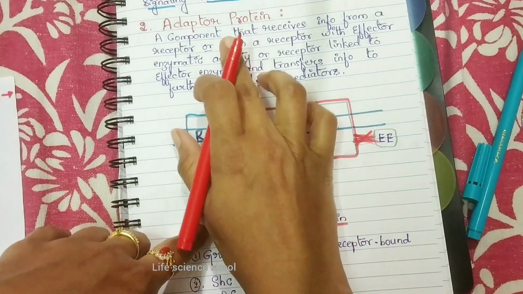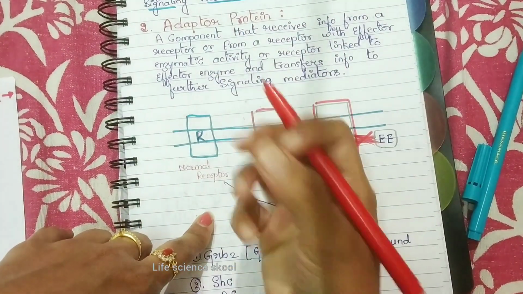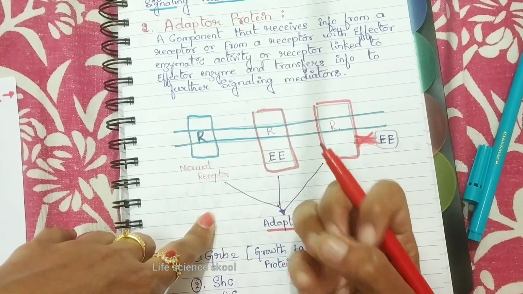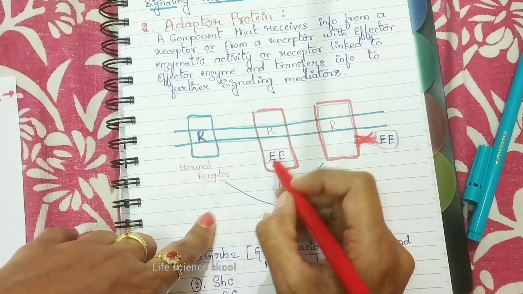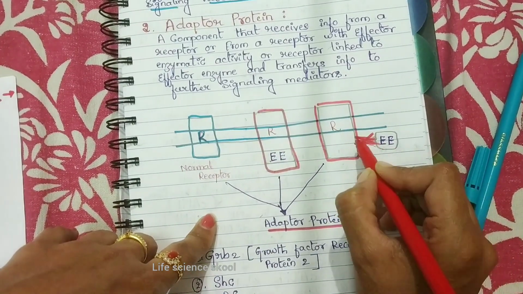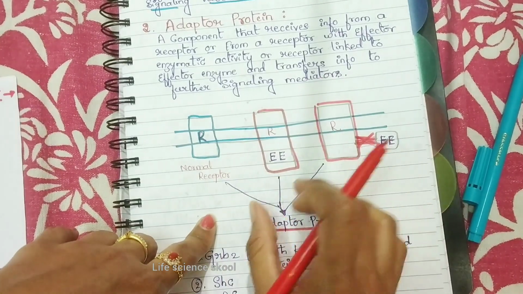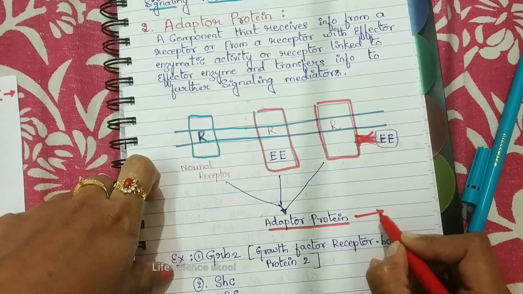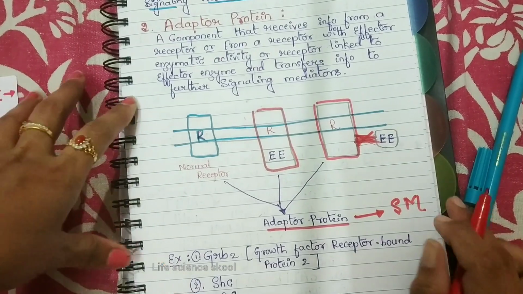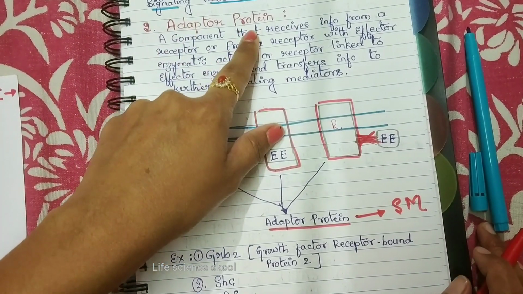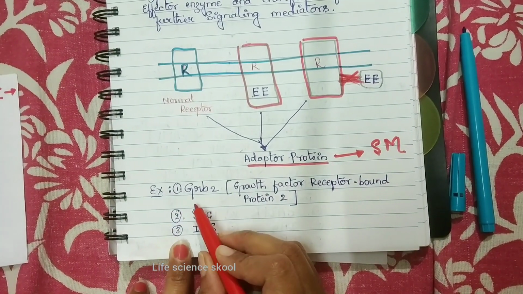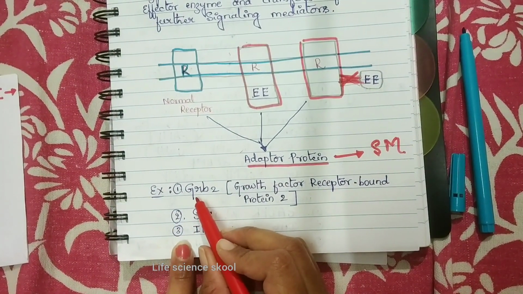An adaptor protein is a component that receives info from a receptor with enzymatic activity, or from a receptor linked to an effector enzyme, and transfers this info to a further signaling mediator. Those are called adaptor proteins. For that I have made examples here, and I'm discussing the examples.